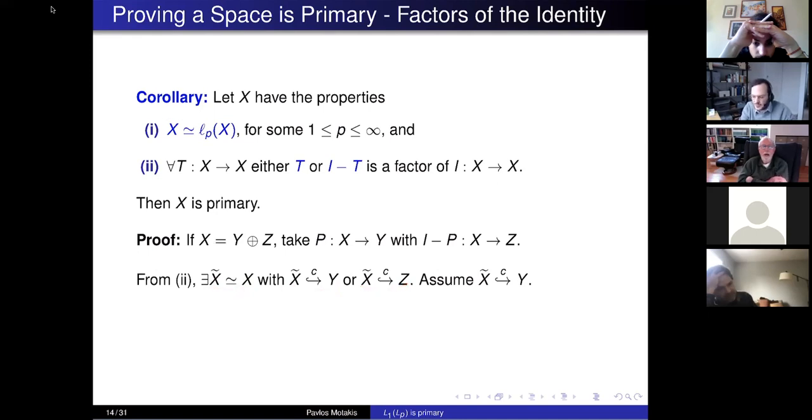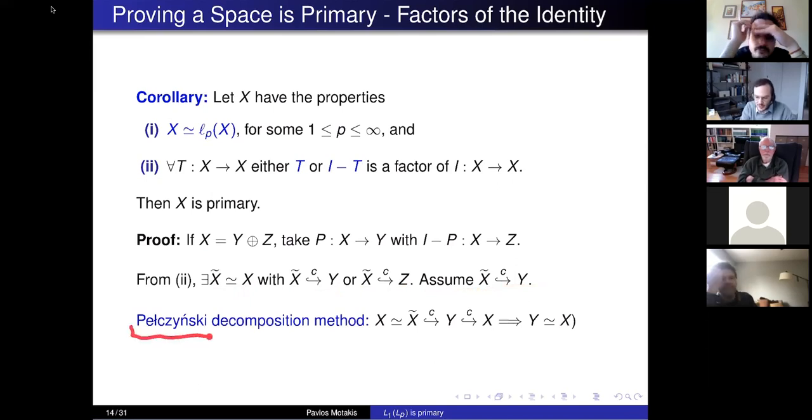So now we assume, just for simplicity, that the first thing happens, so that Y contains a complemented subspace isomorphic to X. Now there exists this famous Pelczynski decomposition method, which I will not go through completely, but what it says is that if you have this property here, which is appropriately called the accordion property, because you can take X, stretch it out and stretch it back in, it's the same thing.